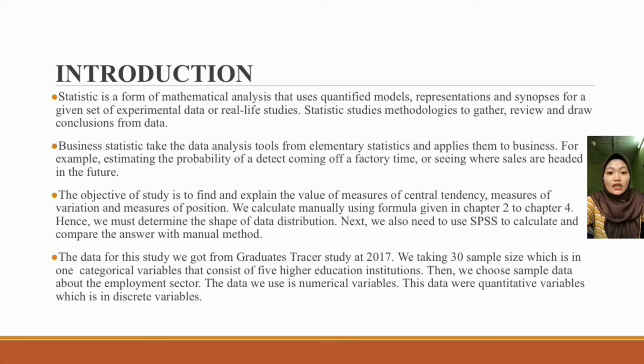The data for this study we got from the Graduate Tracer Study at 2017. We are taking a 30 sample size, which is in one categorical variable that consists of 5 higher education institutions. Then we choose sample data about the employment sector. The data we use is a numerical variable. These data were quantitative variables, which is a discrete variable.